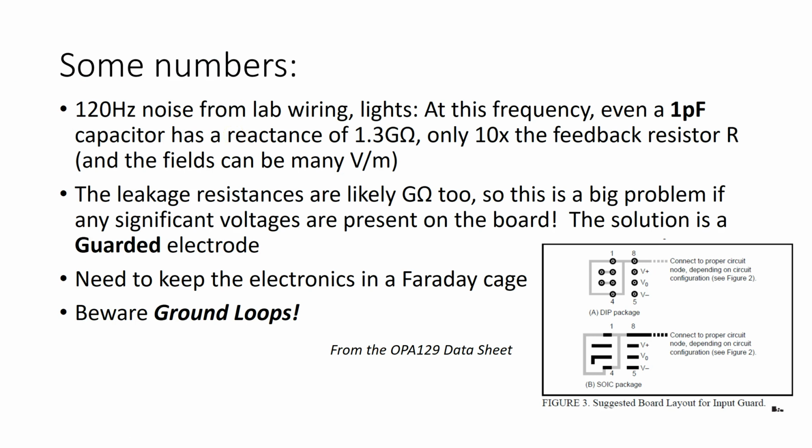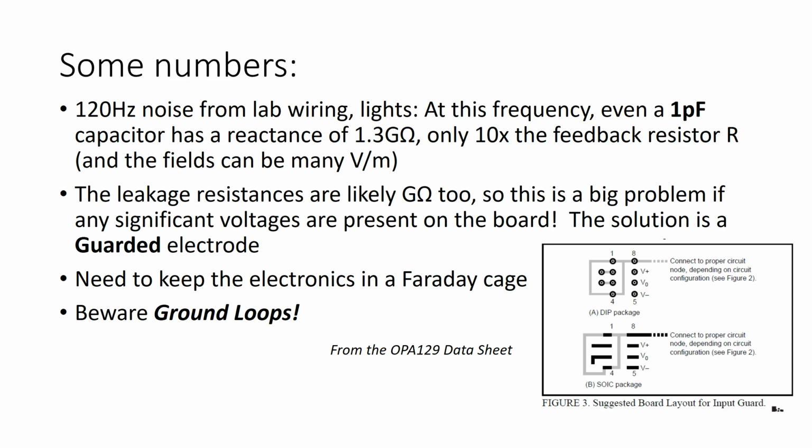Circuits in the lab generate a lot of 120 Hz noise. Actually, very nonlinear devices like fluorescent lights generate noise all the way up into the tens of kilohertz region. But let's take 120 Hz, because this is very typically what you would see from an old-fashioned incandescent light bulb. So a 1 picofarad capacitor, check this out, 1 over omega C, at 120 Hz, so 2 pi times 120 Hz for omega, has a reactance of 1.3 gigaohms.